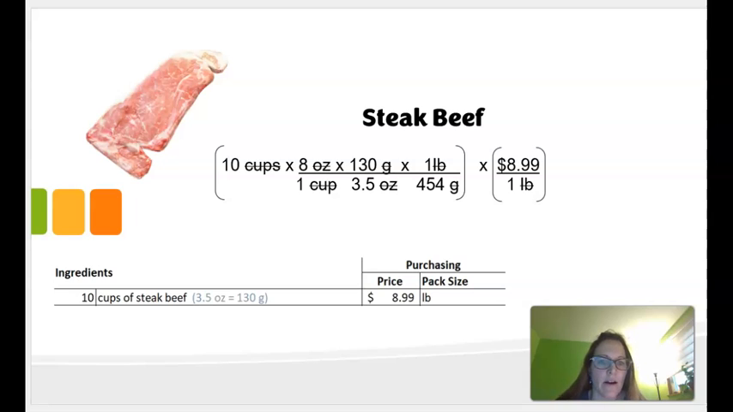So we're taking our 10 cups, and we're going to multiply that by 8 ounces, multiply by 130 grams, divide by 3.5 ounces, and then we're going to divide by 454 grams, and then we're going to multiply by our price per unit of $8.99 to get a total of $58.84.